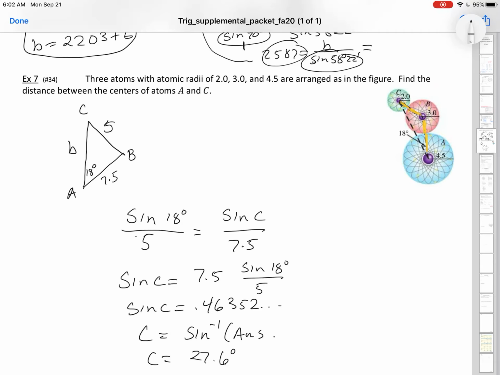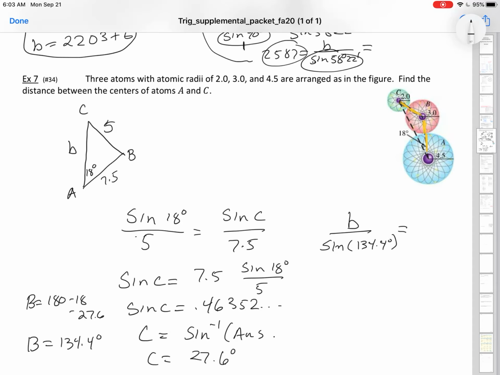So awesome. Well, how does that help me? It helps me because now I can figure out what B is. B is going to be equal to 180 minus the 18 minus the 27.6. So if I look at 180 minus the 18 minus the 27.6, I get a B angle of 134.4 degrees. Okay, so now what do I do? I'm set. I was always looking for little b, but I didn't know the angle opposite it. So I had to go work for that.